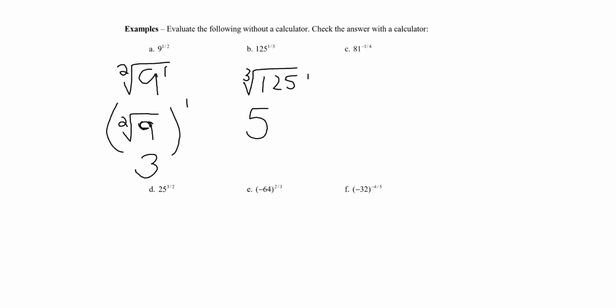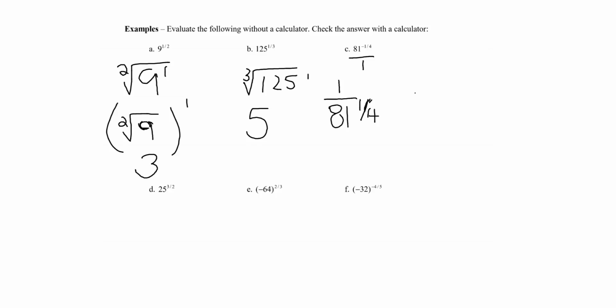Okay, for C, this time we have a negative exponent. And recall in math, we don't like negative exponents. So if it's negative, we want to get rid of the negative exponent by, if you recall, taking the reciprocal. So we're really going to write this as 1 over 81 to the 1/4 power. When I flip it, it makes it positive.